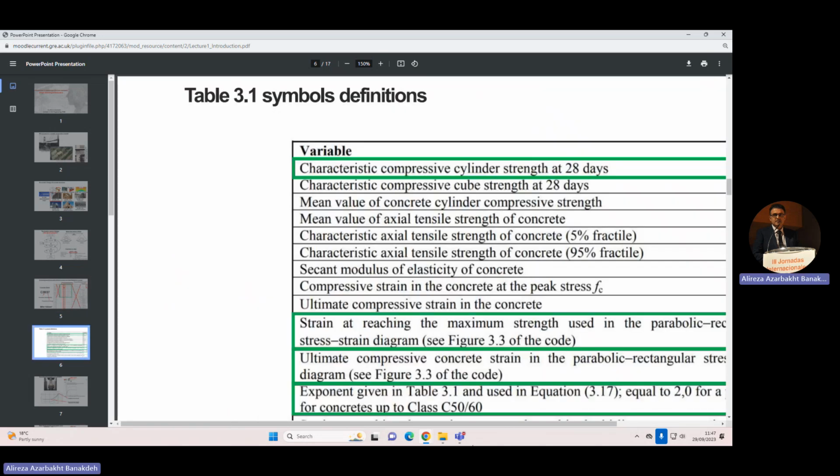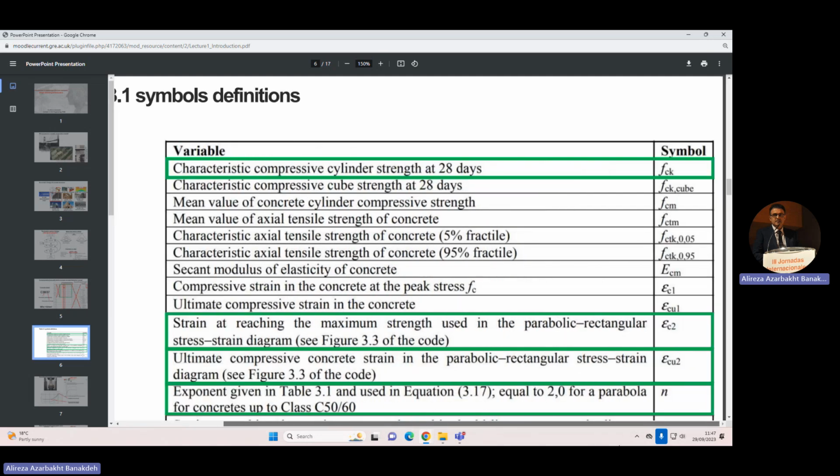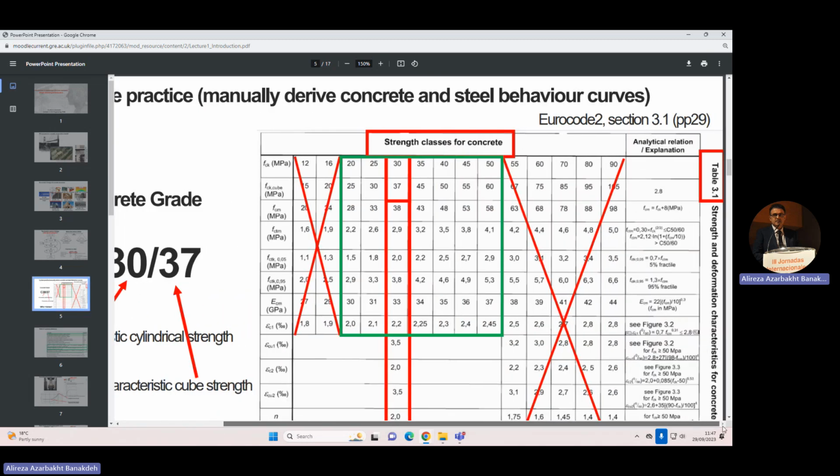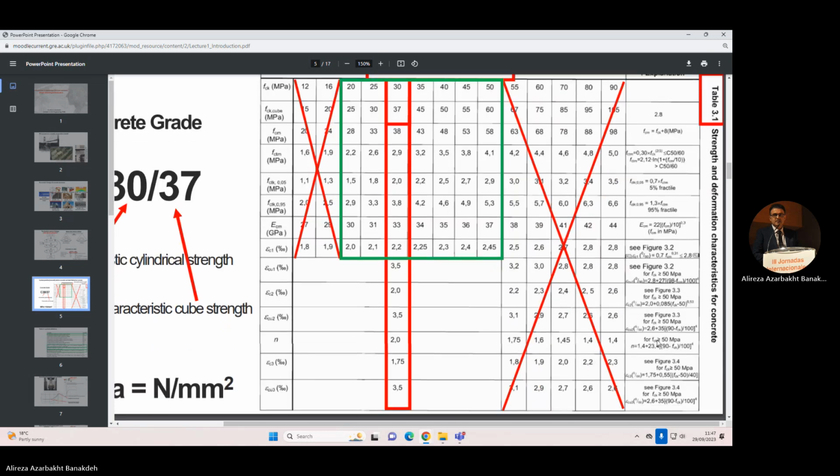The first parameter is the characteristic compressive cylindrical strength at 28 days, FCK. It is 30 megapascal. It's grade 3037, right? The first number is FCK. So the second number is epsilon C2 and epsilon CU2. These are provided here. This is epsilon C2 and this is epsilon CU2. Epsilon C2 is 2. Epsilon CU2 is 3.5.